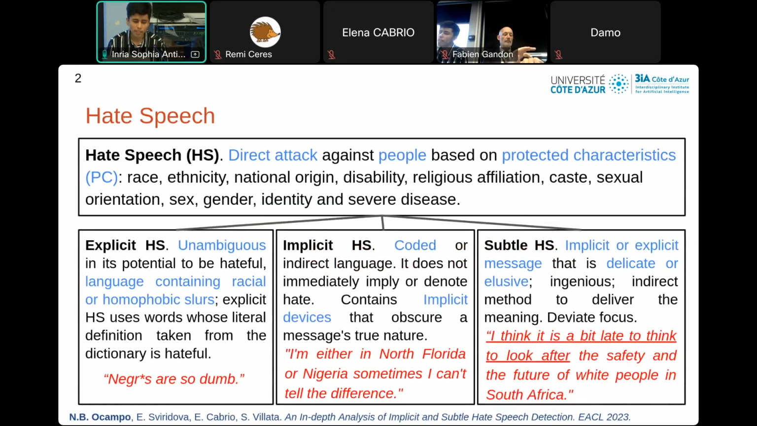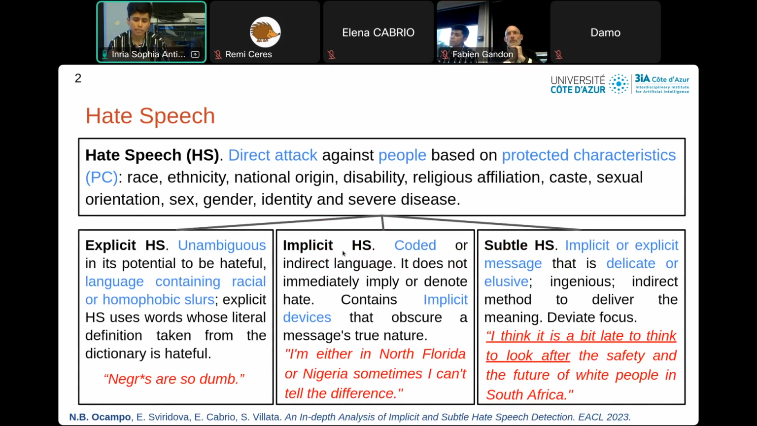So to start, I will define the different concepts that we work on. Hate speech is a direct attack against people based on what we call protected characteristics. It can be race, ethnicity, national origin, disability, among others. Then we have explicit hate speech, where the hateful part is given directly, like an insult, like a slur, as in the example in red.